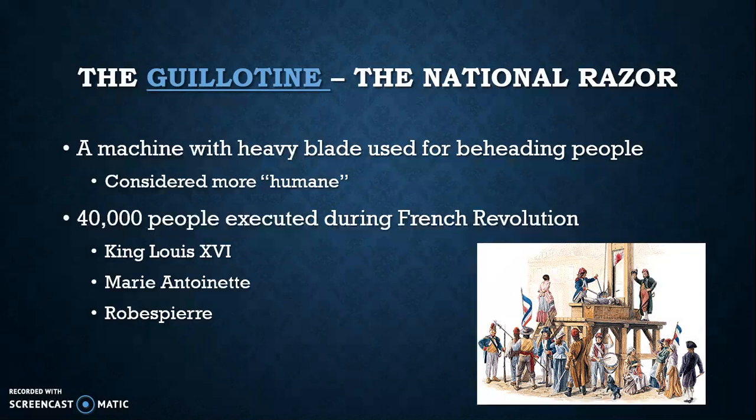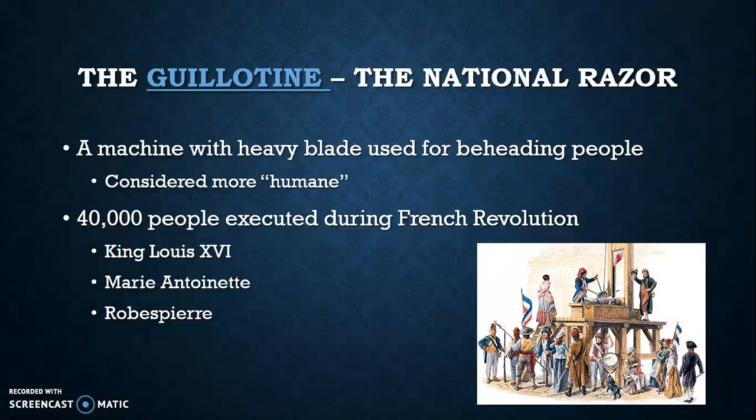The French Revolution was much more deadly than the American Revolution because of this contraption, the guillotine. The guillotine had the nickname the National Razor during the French Revolution. This is a machine that has a very heavy blade that's used for beheading people. It was developed to make executions more humane rather than doing it with an axe. This made the execution quicker, but it also made it much easier for French revolutionaries to kill a lot of people during the French Revolution.